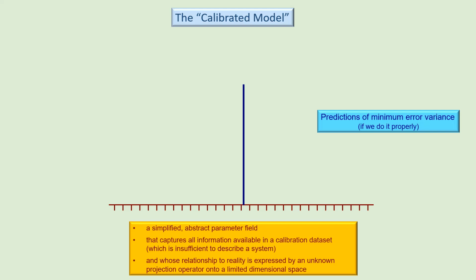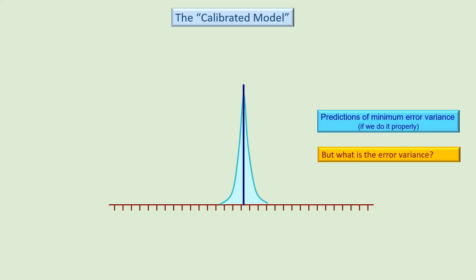But if we are going to take a probability distribution and replace it with a unique parameter field, and if we do that the right way, what we should produce is a parameter set that allows us to make predictions of minimum error variance. That is, we should be able to make predictions that lie within the center of their posterior probability distribution.